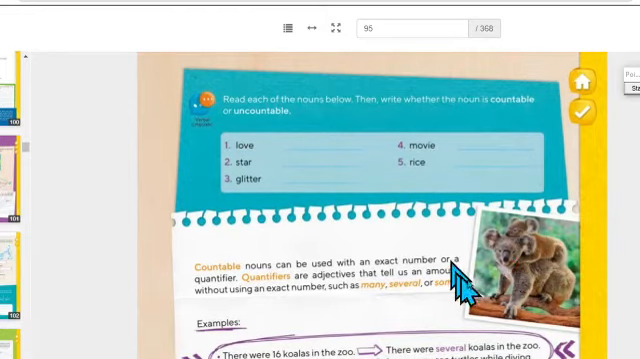So look at here, where you have the monkey and stuff, you know? So the koala, I'm sorry. And here, read each of the nouns below, then write whether the noun is countable or uncountable. So here, what do you think? You need to write, oh, I can count love, yes or no, right? Entonces, ¿puedo contar el amor, sí o no? ¿Puedo contar las estrellas? Yes. Entonces escribes aquí, ¿sí lo puedo contar, no lo puedo contar?